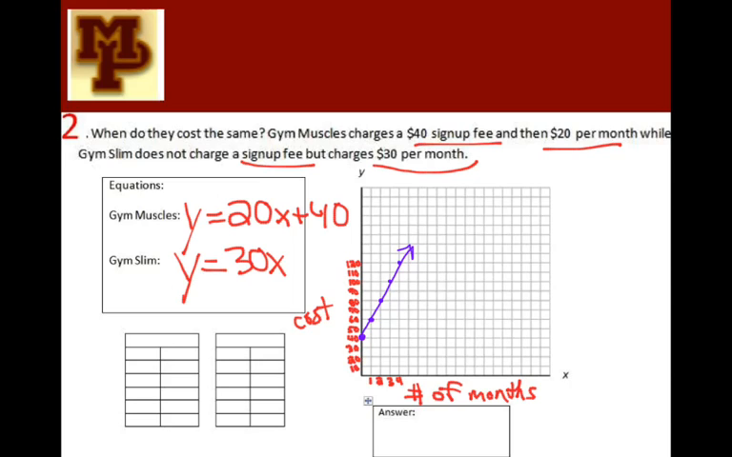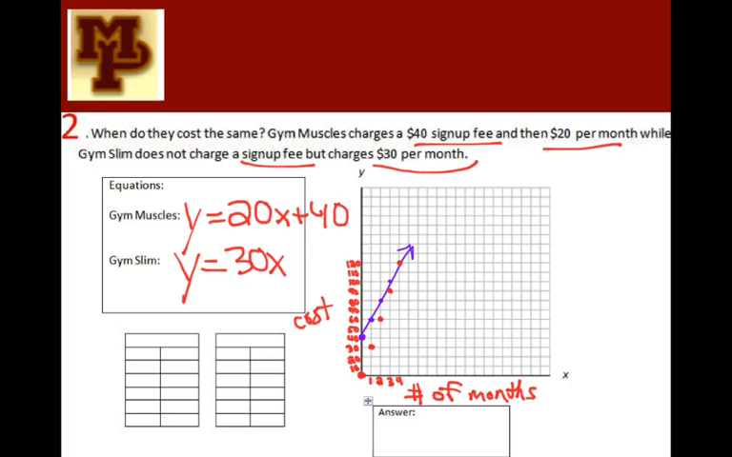And then I'm going to go ahead and do the other equation. So this one has a y-intercept of 0, so I put a dot at 0. And this time I would go up 30 and over 1. Up 30 over 1, up 30 over 1 to 90, and then up 30 and over 1.